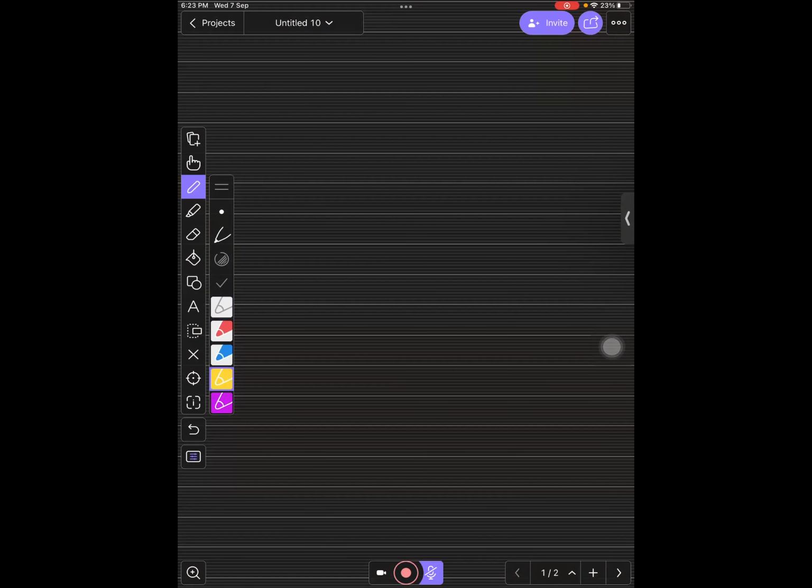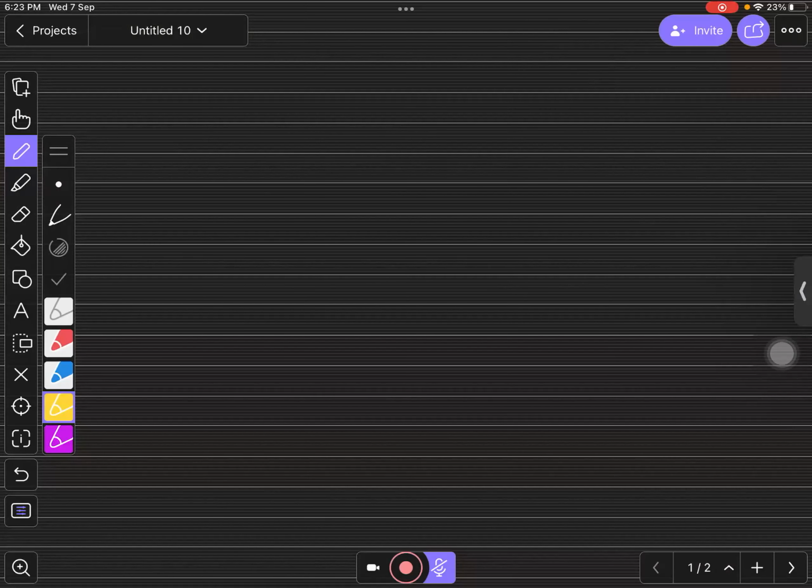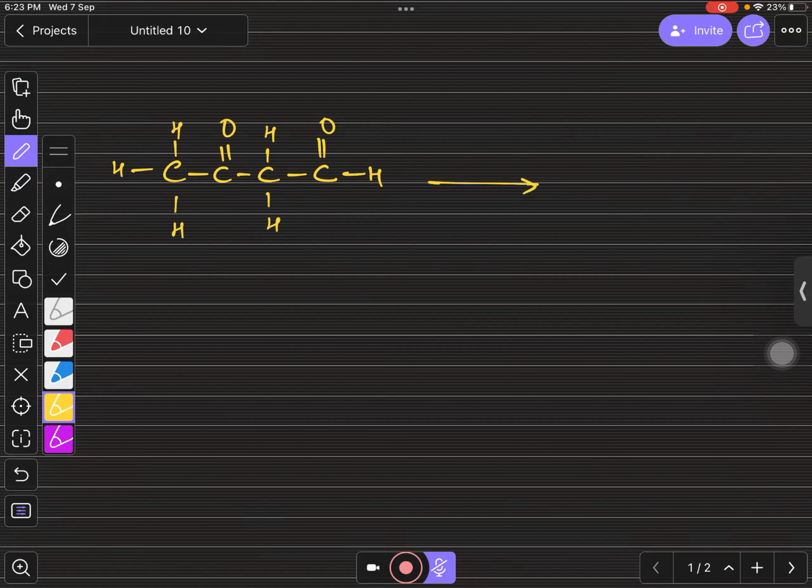Okay, so we were talking about the example, like if we have 4 carbons, 1, 2, 3, 4 carbons. Over here we have carbon double bond oxygen H, and over here we have carbon double bond oxygen, and then this molecule. And we know that if we are treating this with lithium aluminum hydride in ether, and we do heat under reflux, so what is going to happen?